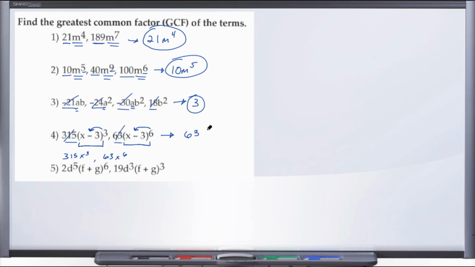And so we're going to use that rule again and take out the smallest power. We definitely know we're working with an x minus 3, and if we look and see a power of 3 or a power of 6, which one is smaller? Our 3. And so there we have the GCF for number 4.